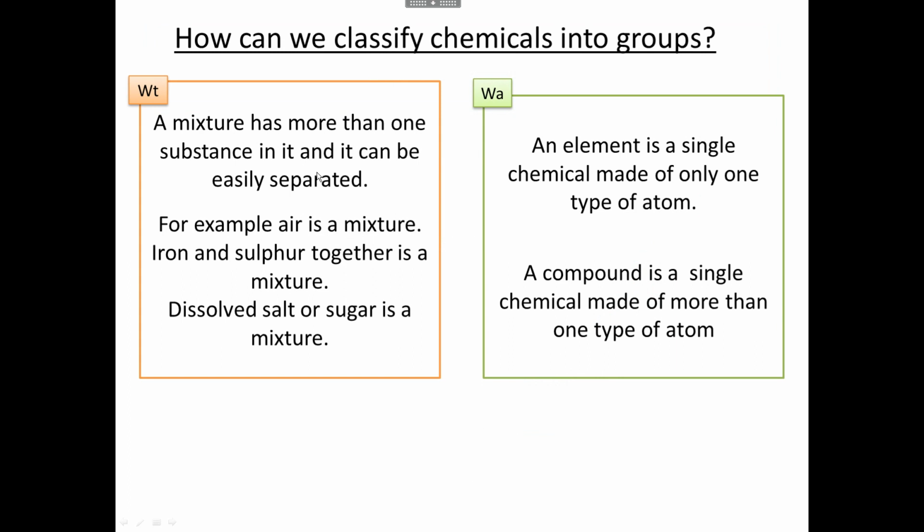A mixture has more than one substance in it and it can be easily separated. There were 3 examples earlier in this video: air, iron and sulfur, and a dissolved solid in water, like salt or sugar dissolved in water.